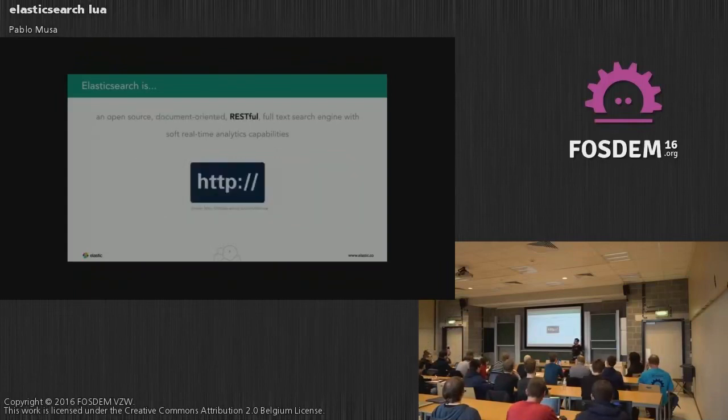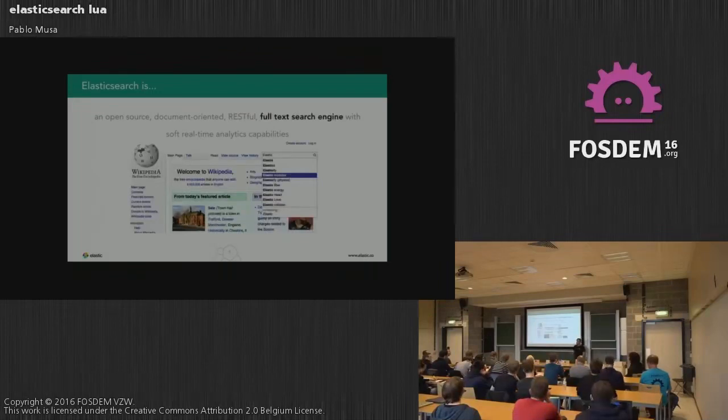It's RESTful, so everything is done over an API with HTTP requests. That's the lingua franca of the internet, and with JSON and HTTP requests, you can do almost everything. Almost all languages have some support for both. Regarding full-text search, you can do all of the things that you could imagine regarding search. When you go into Wikipedia and start writing into the search box, what's running behind it is Elasticsearch.